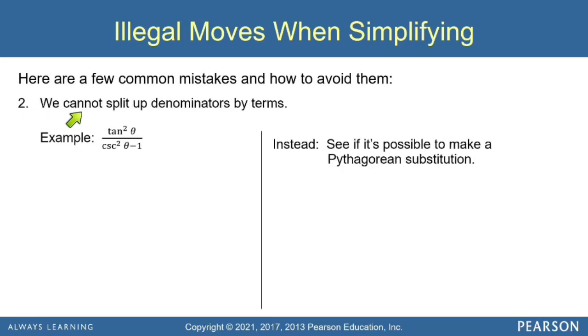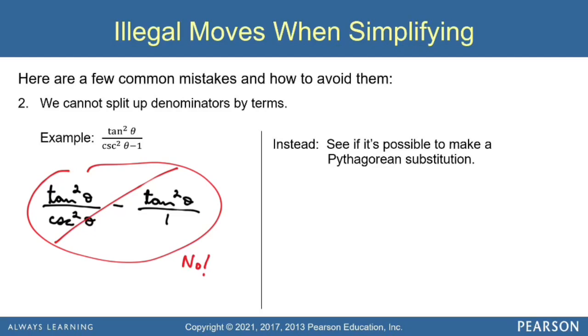Illegal move number 2 is that we cannot split up denominators by terms. So we know that we can split up numerators by terms like we just did in the last example. And so sometimes students will think that they can split up denominators by terms. So what they'll try to do is they'll say, oh, I'm going to split this denominator, so I'm going to have tangent squared theta over cosecant squared theta and then minus tangent squared theta over 1. See, they split that denominator. But that's not how denominators work. So this is not allowed.